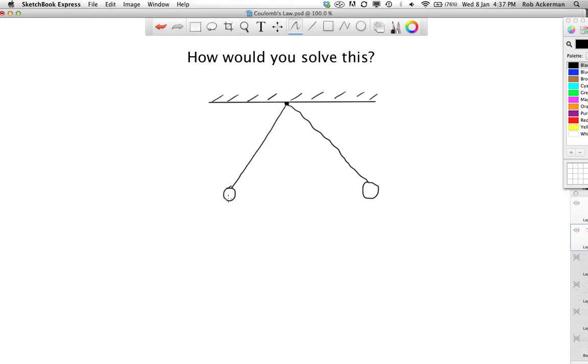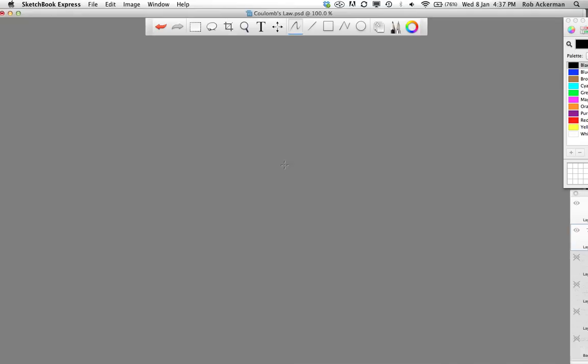And they've charged them up equally so they repel one another. And as a result of repelling, they hang at an angle. Whoops, I just lost my screen. Hold on a sec.